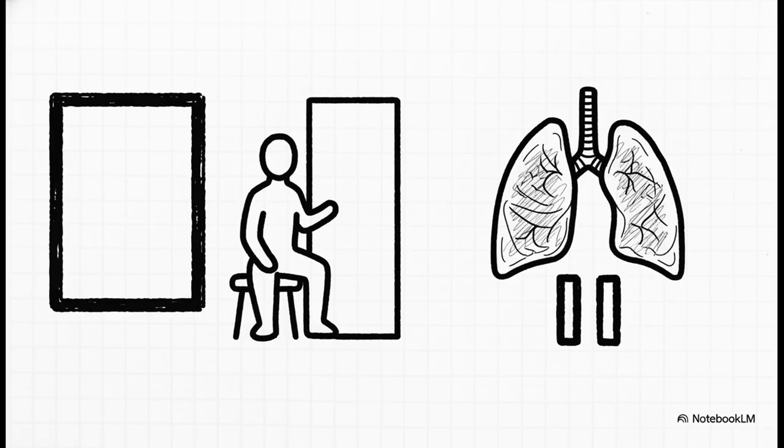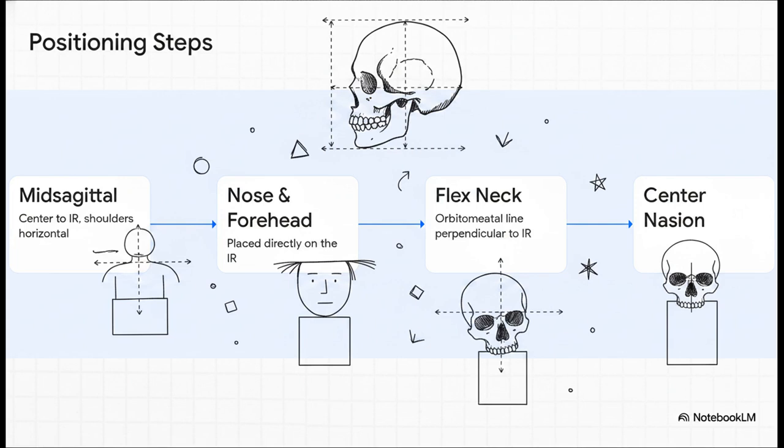step to diagnostic clarity. Next, we have this sort of spatial mini-narrative of actually positioning the patient's anatomy against the image receptor. It's a really precise 4-step dance. Step 1, we center the mid-sagittal plane, that's the line dividing the left and right halves of the body, directly to the IR, making sure the shoulders are in the same horizontal plane. Step 2, the patient places their nose and forehead directly on the image receptor. Step 3, like we mentioned earlier, we flex the patient's neck so that the orbitometal line is perfectly perpendicular to the IR. And finally, Step 4, we center the patient's nasion right to the center of the IR.